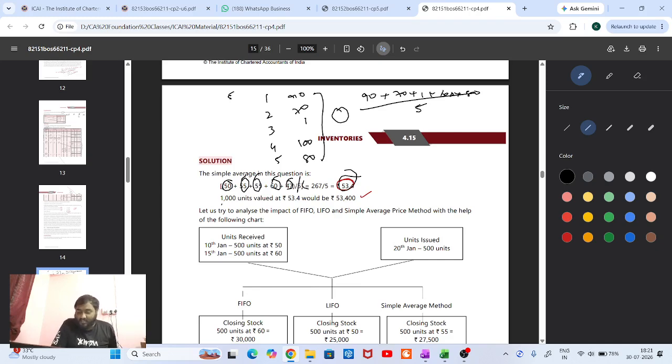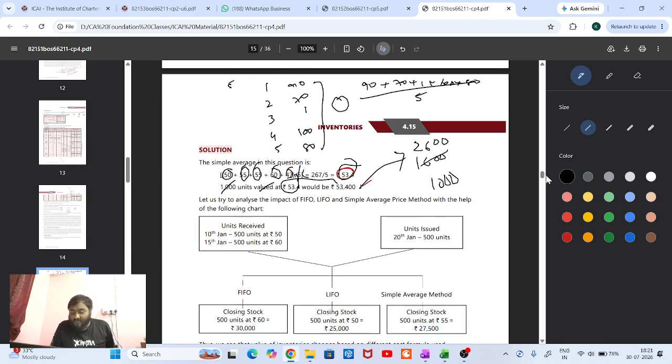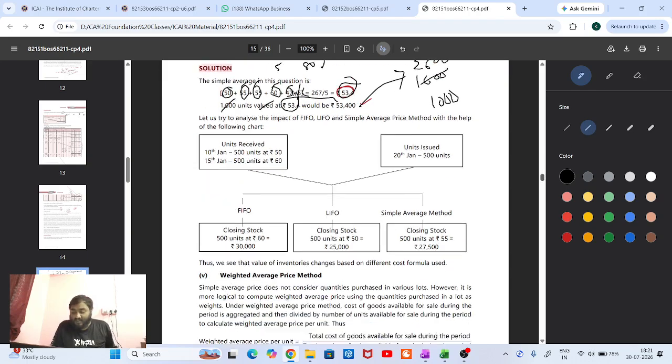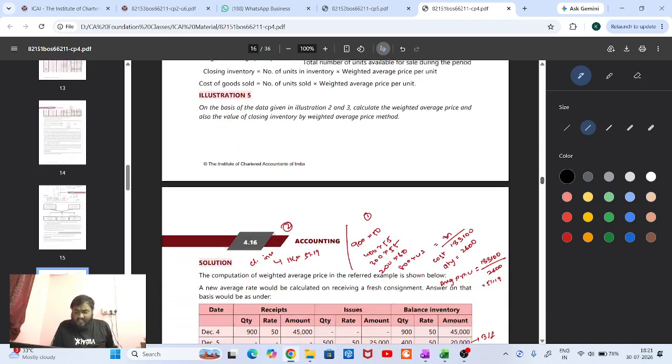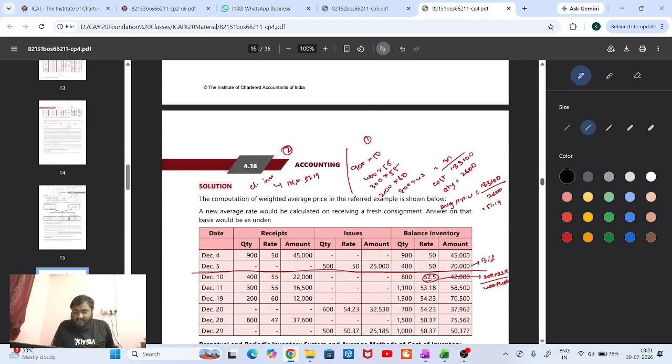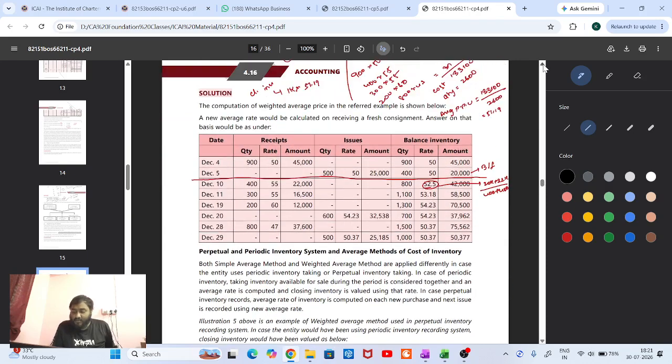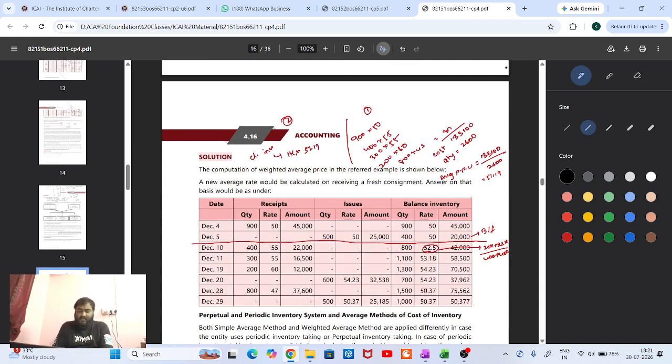That is the simple average. 1,000 units are balanced. Remember, out of 2,600, 1,600 units are sold, and 1,000 units are pending in the illustration. In those 1,000 units, 53.4 rupees is the average value, and 53,400 will be the value of inventory. And then there is the weighted price method. This is something which might be confusing to people, but it is something you will understand after listening to this.